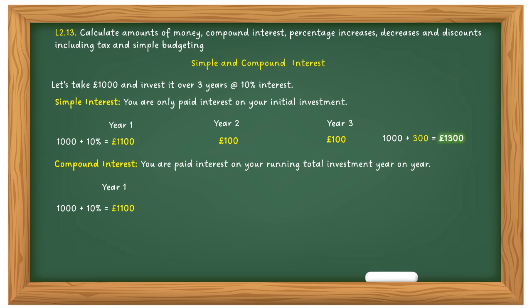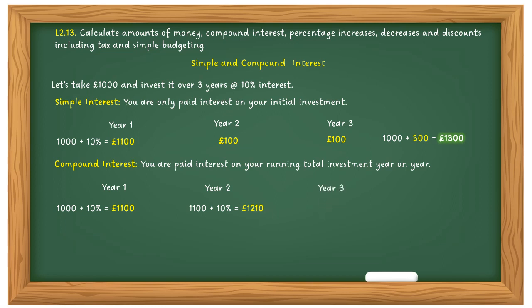But what's the difference now? Let's look at year 2. Instead of being paid your 10% on this number here, you're paid 10% on your running total. You can see now your investment has moved up to £1,100. You add the 10% to that number and now your total profit is £210.